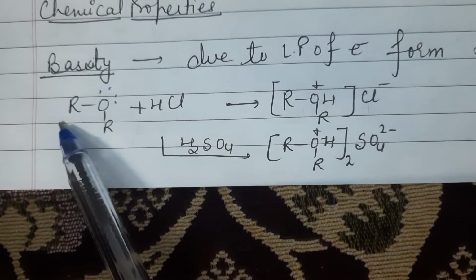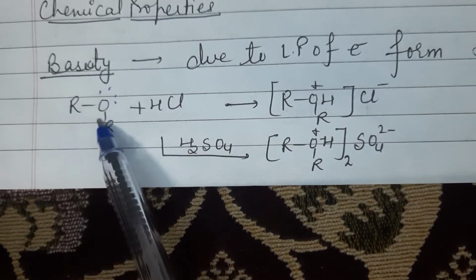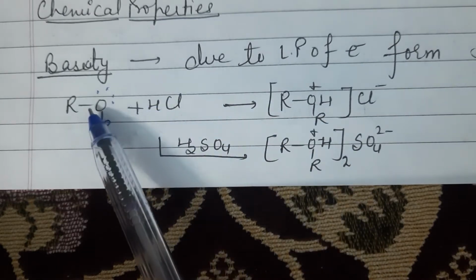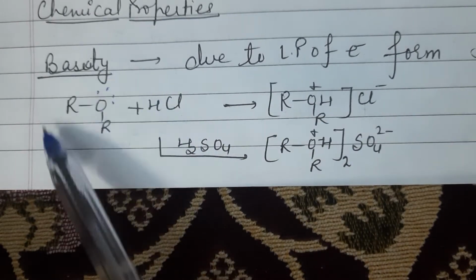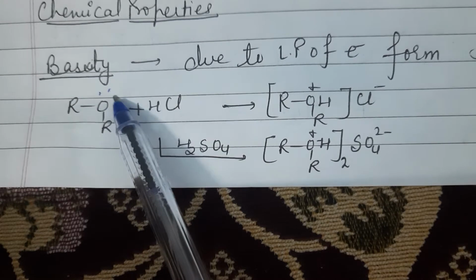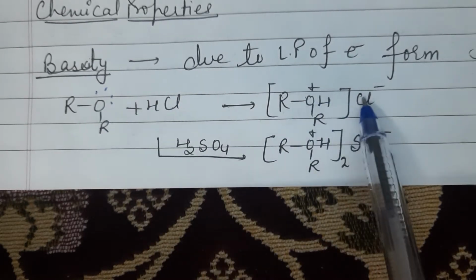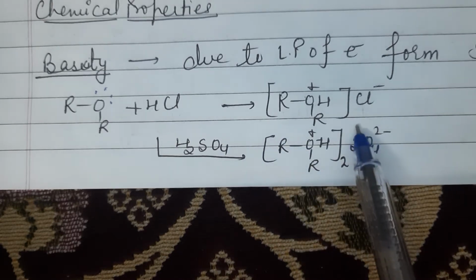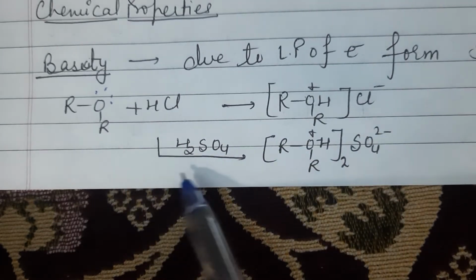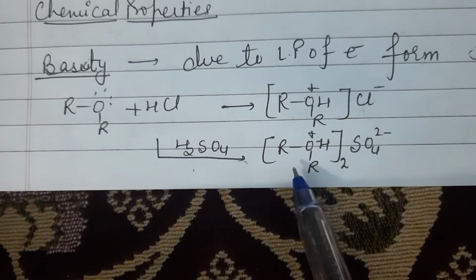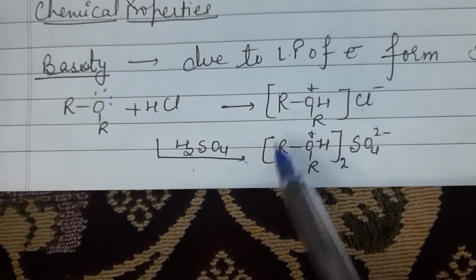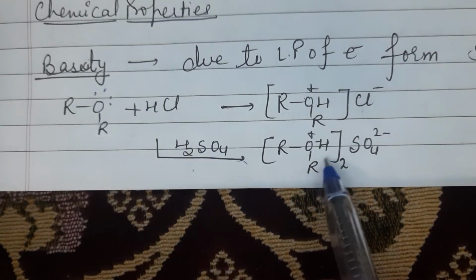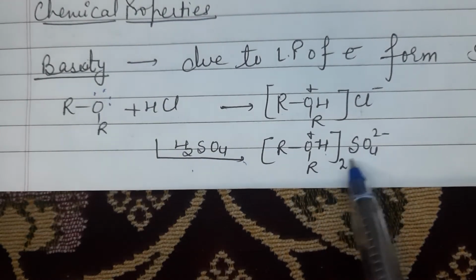So ether acts as a Lewis base and it reacts with acid and forms a salt. For example, here ether acts as a base, it accepts an H ion and forms protonated ether, and Cl attaches here due to the formation of what is called a complex. Again, it reacts with sulfuric acid and forms this complex, that is, the H ion is accepted by ether and it gets protonated, and then it reacts with the sulfate ion.